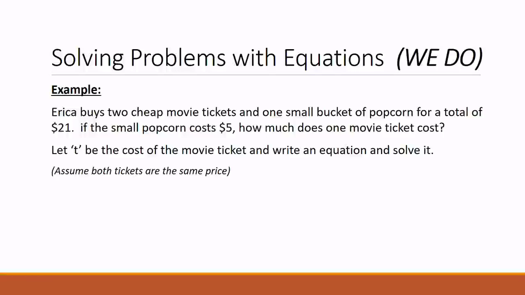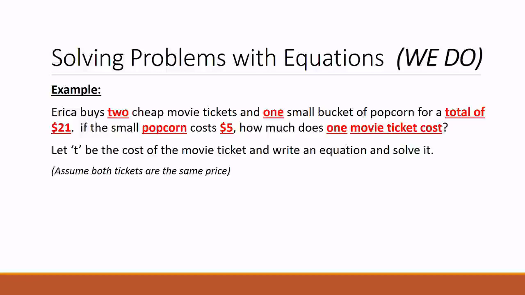And you can see I've also got an important piece of information there, is that we assume that both tickets are the same price. So you would have written that down and hopefully highlighted the key points. There are my key points. 2 tickets, one small bucket of popcorn, totals $21, and the popcorn costs $5, and how much does one movie ticket cost? I could also have highlighted things in this sentence around what the variables are, and I could have also highlighted that, which is to assume that both tickets are the same price, but pretty soon we'll be highlighting the whole thing.